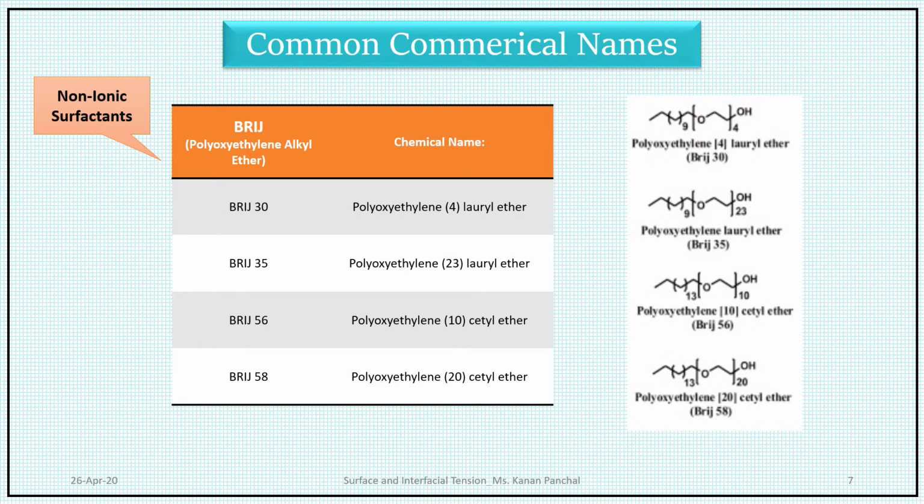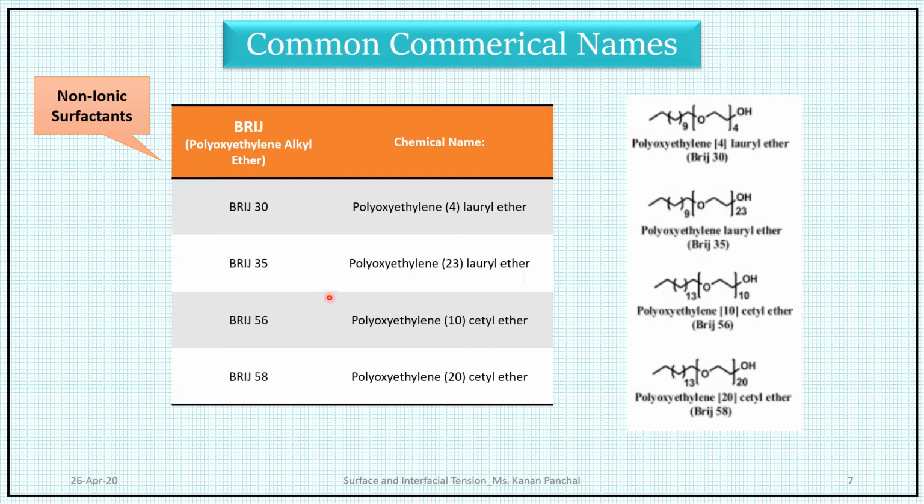Besides Spans and Tweens, we have another common surfactant called Brij. Now, Brij is an ether. It is a polyoxyethylene alkyl ether. So, Brij 30 here is polyoxyethylene 4 lauryl ether. Now, 4 indicates the number of polyoxyethylene groups recurring. Brij 35 is polyoxyethylene 23 lauryl ether.